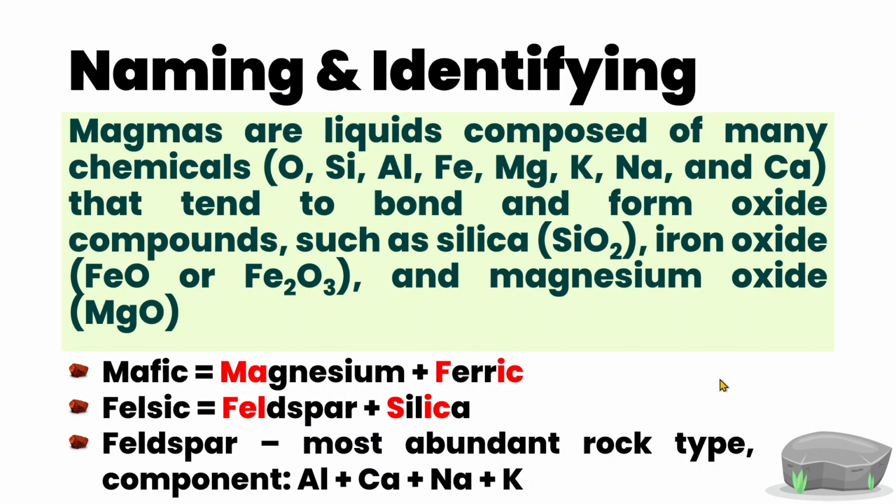Felsic is made of feldspar and silica. Feldspar is the most abundant rock component on Earth. Feldspar is made of aluminum, calcium, sodium, and potassium.